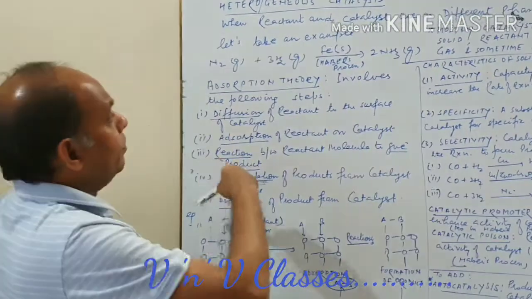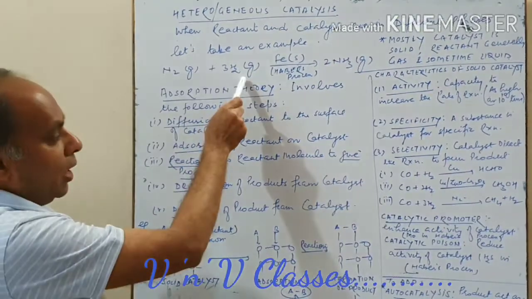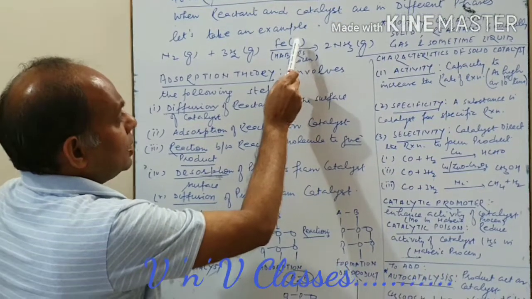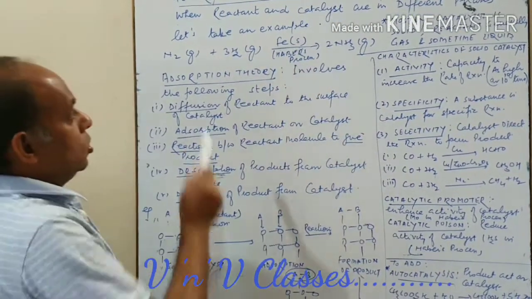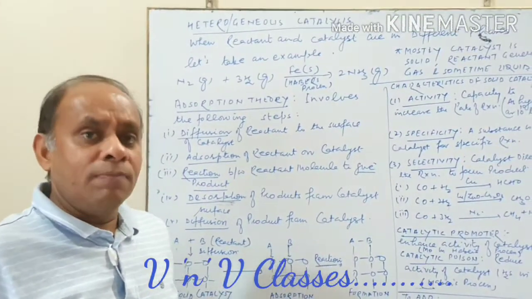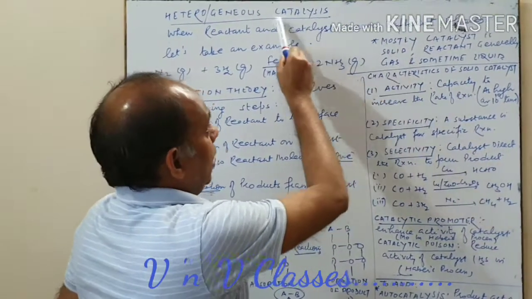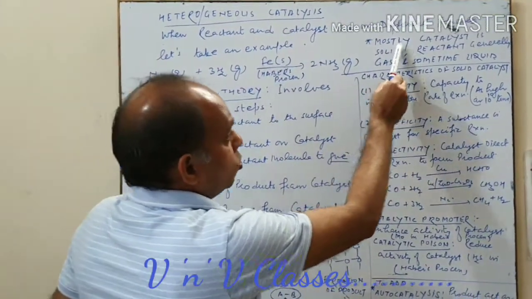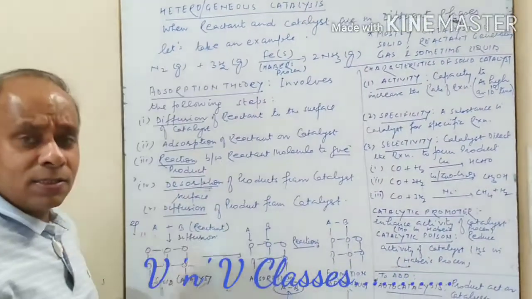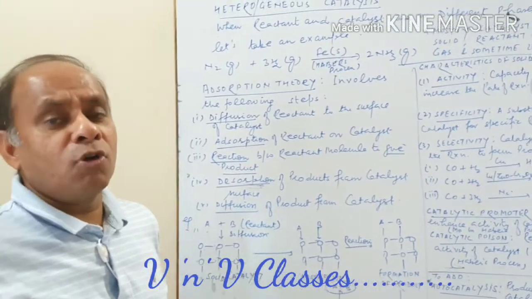Let us take this example. Nitrogen we have taken, it is in gaseous form, hydrogen is in gaseous form, and iron, which is going to act as a catalyst, is in solid form. So it is a good example of heterogeneous catalysis. And remember, in general, in heterogeneous catalysis, mostly the catalyst is solid and reactants are generally gas. Sometimes, in some cases, reactants can be in liquid form as well.